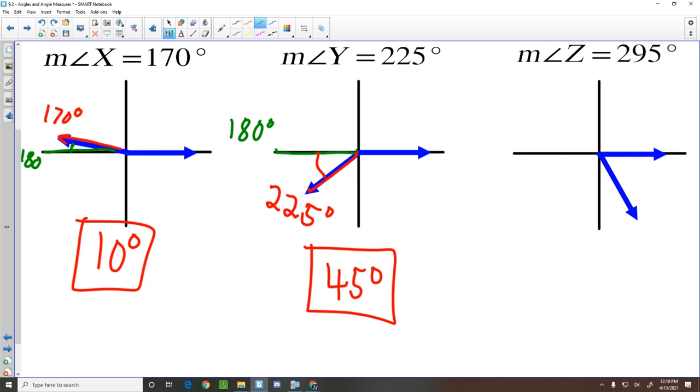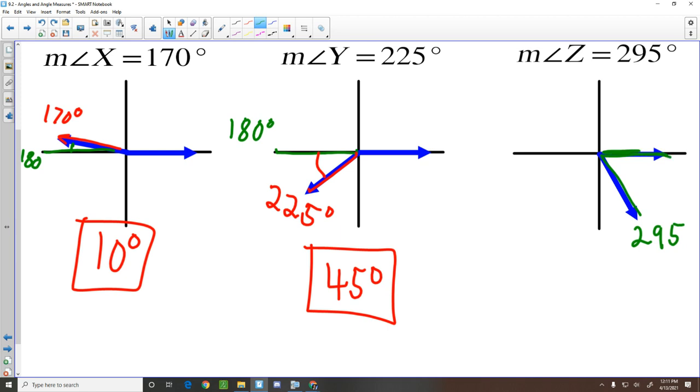Last, that one over on the far right, angle Z. Since this terminal side is pointing more to the right, I'm going to measure it from the positive x-axis this time, unlike those first two where I measured it from the negative x-axis. And if this angle is currently 295, I need to figure out how far away it is from this positive x-axis.